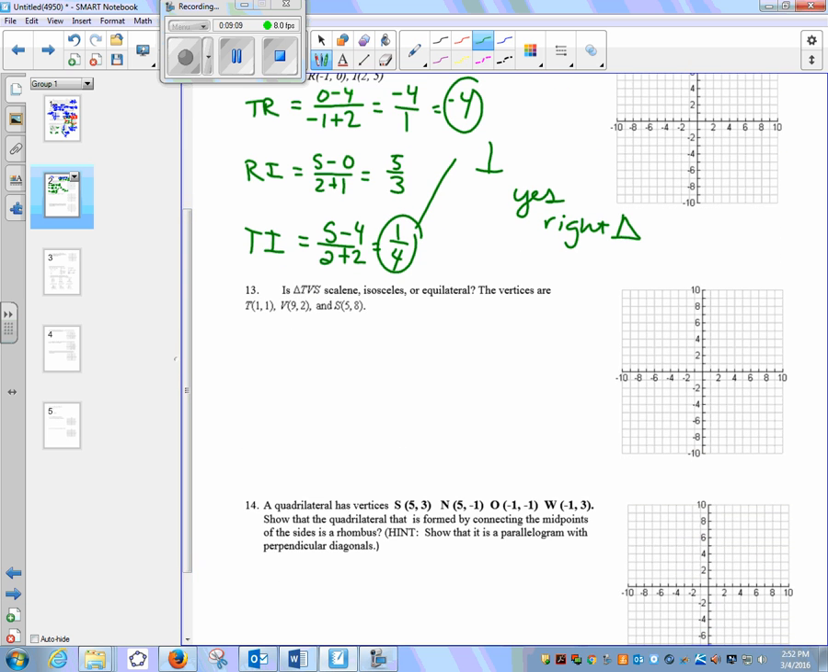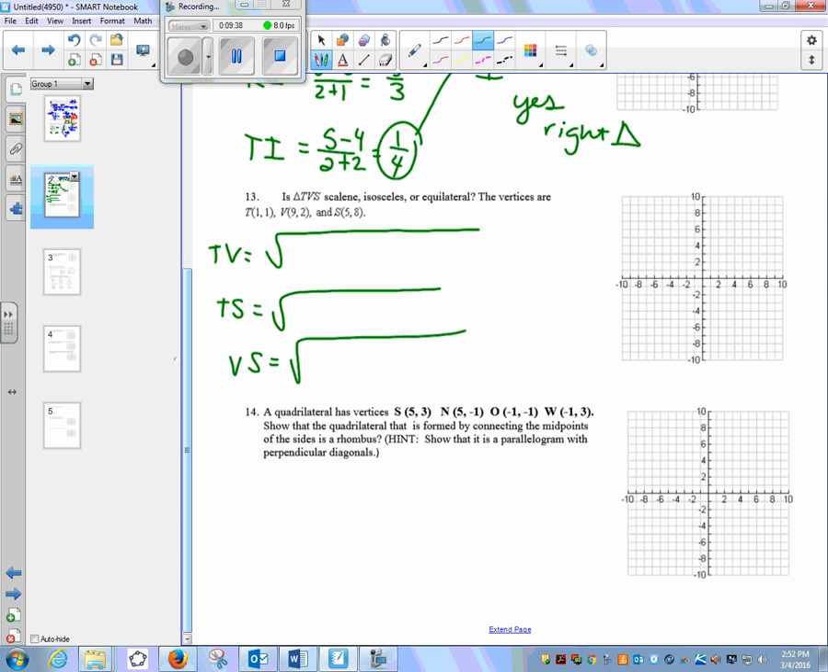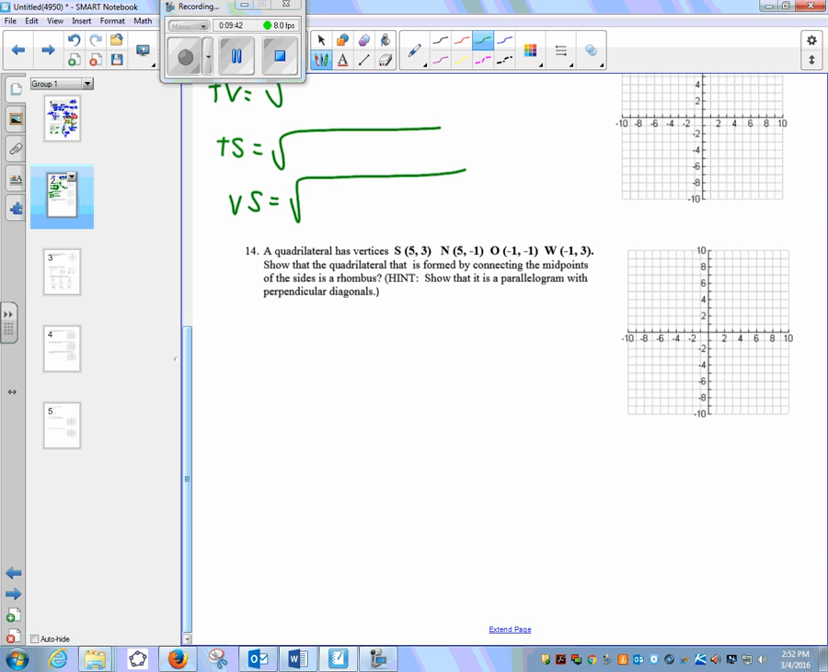Is this scalene, isosceles, or equilateral? Here we're going to need the distance formula, the length of TV, the length of VS, and the length of TS. You know what? I have those answers on the answer sheet, so I'm going to skip through so I can explain more that needs to be explained here.